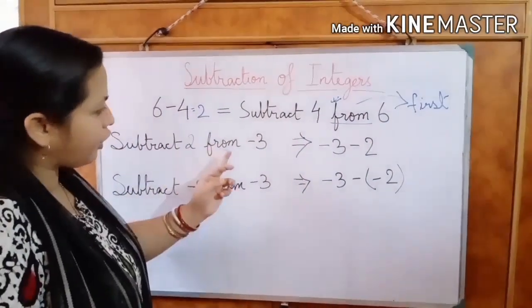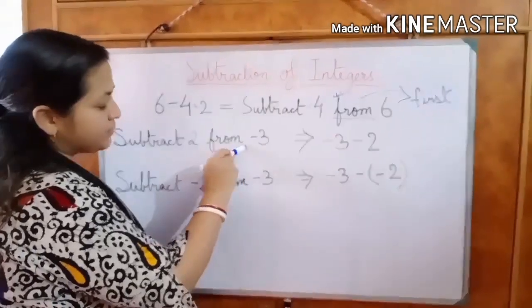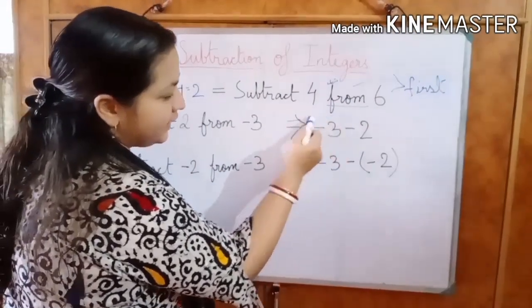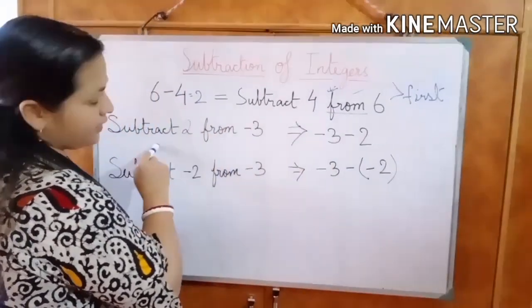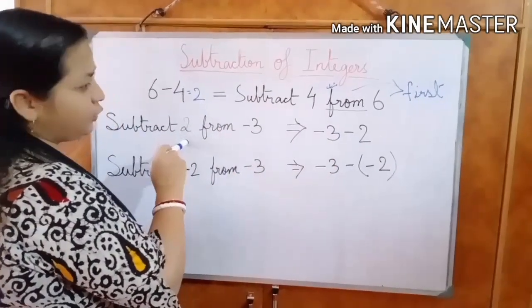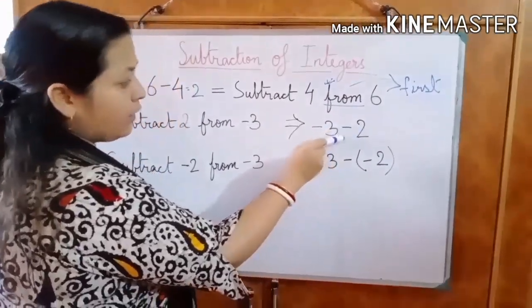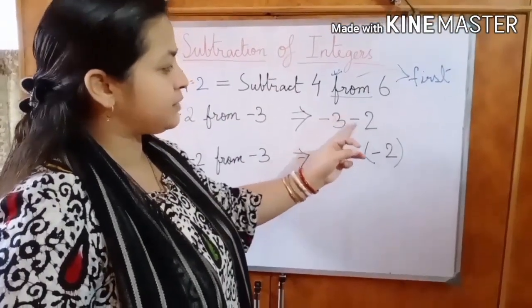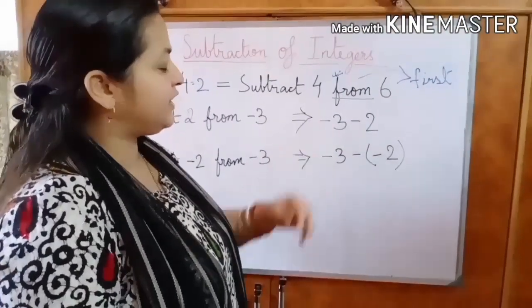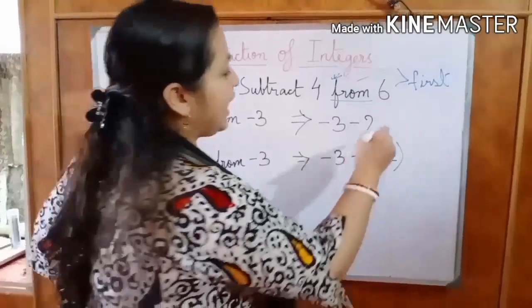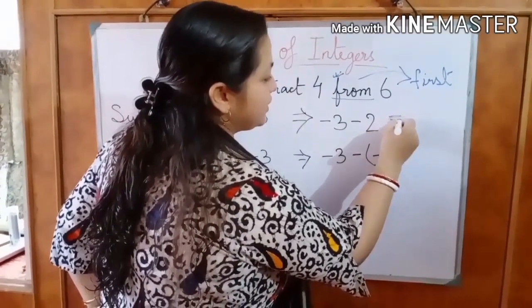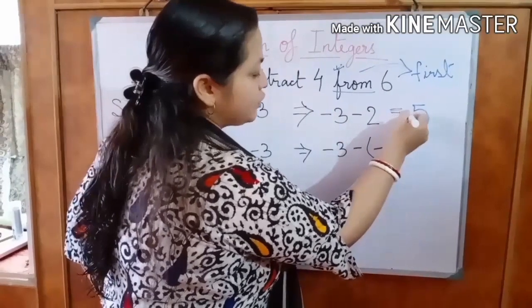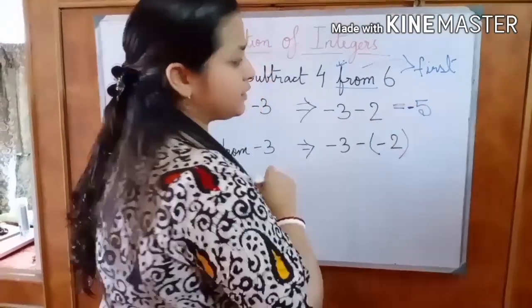Subtract 2 from minus 3. From is before minus 3, so from first. We will write minus 3 at the beginning, then subtract, so minus sign, and then 2. We have 2 from minus 3. Both the integers have the same sign. So when both the integers have the same sign, what do we do? We add them. 3 plus 2. What is 3 plus 2? It is 5. And both have minus sign, so we will have minus 5.